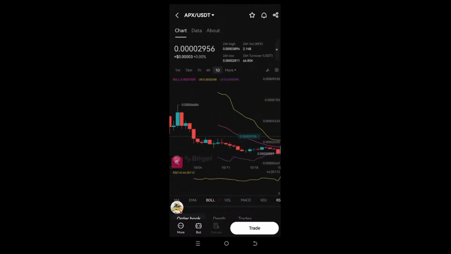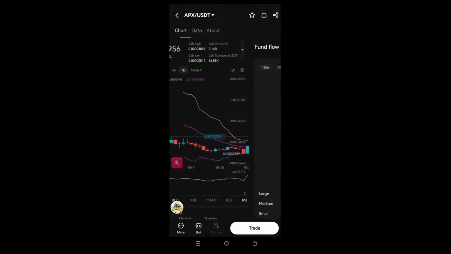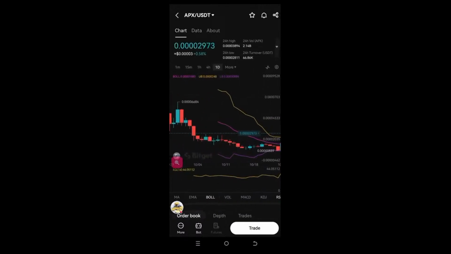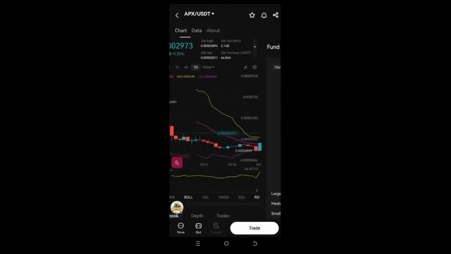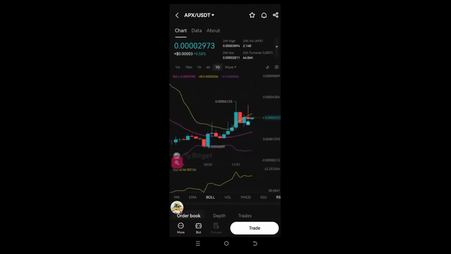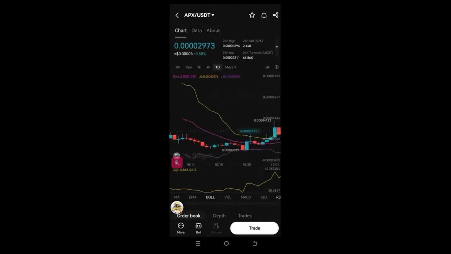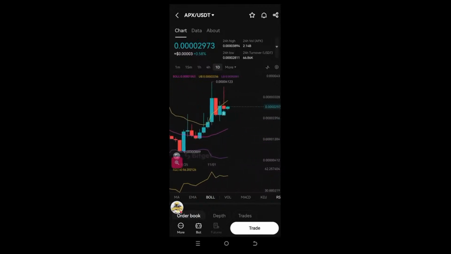Is it a new coin? No, it's not actually a new coin. APX is not exactly. Is it a new coin? It is a new coin, but it's not as new as the other ones. But I don't know. Look at it. Because this is where it started from. It's not going further, so it's actually still a new coin. It's probably just less than a month or thereabout.